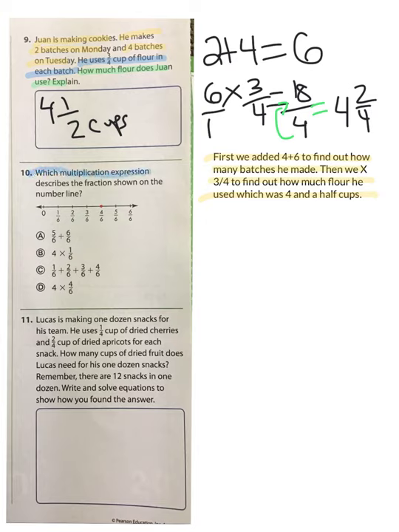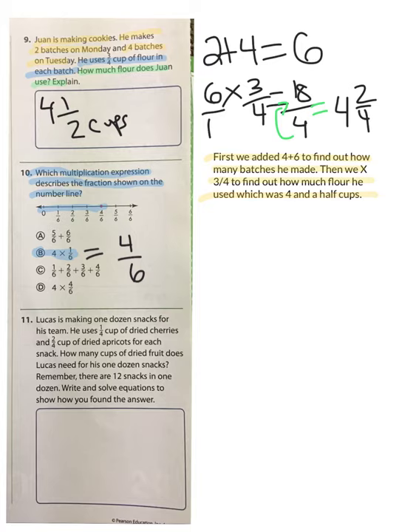Which multiplication expression describes the fraction shown on the number line? Okay, so we're jumping and we end up with 4/6. So the only one that would work would be 4 times 1/6, because if we did 4/1 times 1/6, it would equal 4/6. So it's the only one that would work.